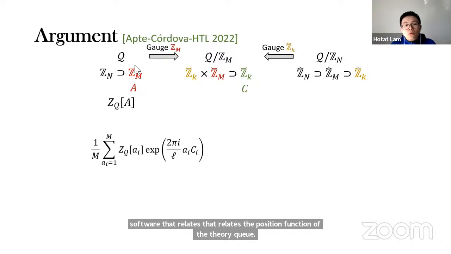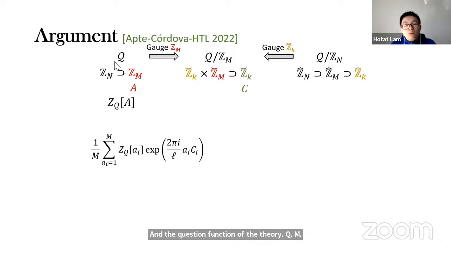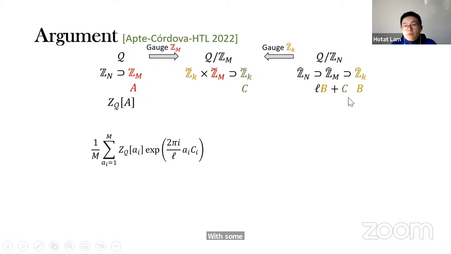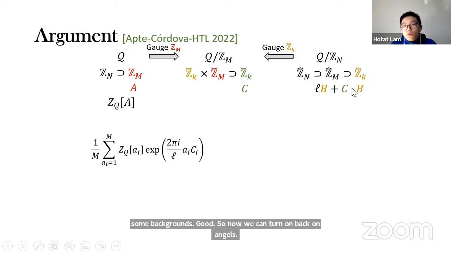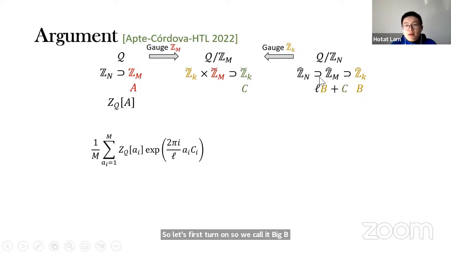And we have a good control over the partition function of the theory Q with a Zm background turned on. So we also have a good control over the partition function of the theory Q mod Zn with a background Zm turned on. Good. So now we can turn on background gauges. So let's first turn on the background gauges for the Zk subgroup. So we call it big B. And then we can also turn on the background gauge for Zm.